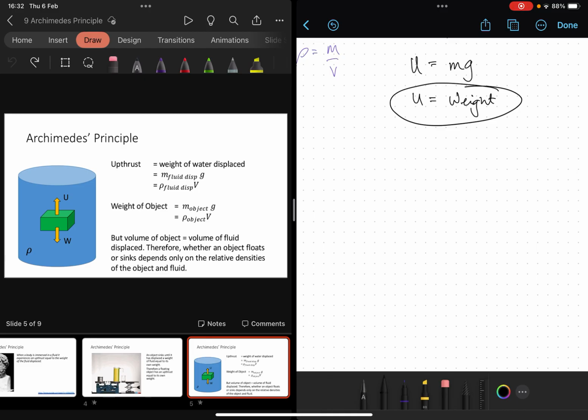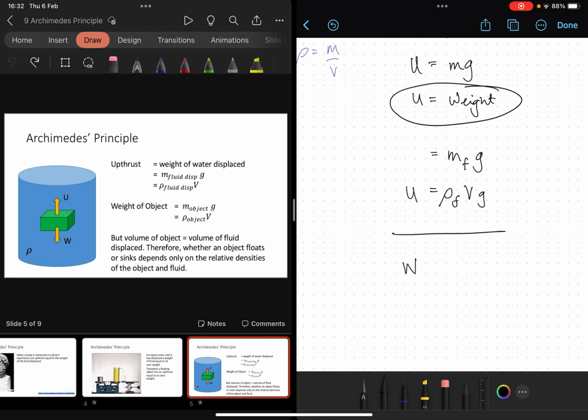So upthrust is the weight of the water that we displace. We've already got that on this screen. So that is equal to the mass of the liquid or the fluid that we displace multiplied by g. And mass is density times volume, isn't it? So it's the density of the fluid multiplied by the volume multiplied by g. Okay, so that's our expression for upthrust.